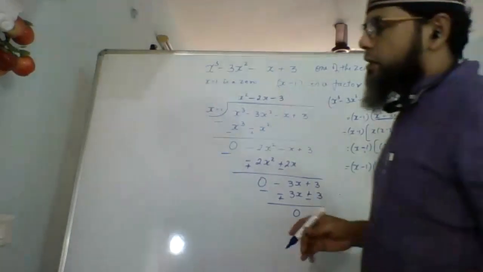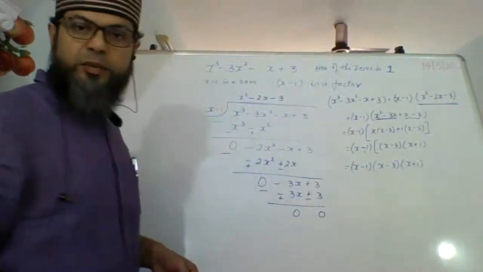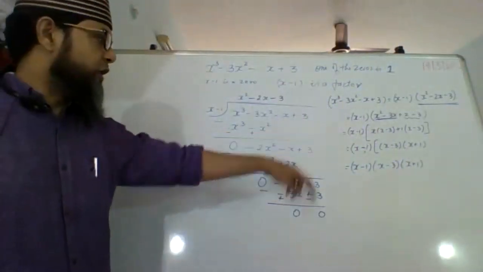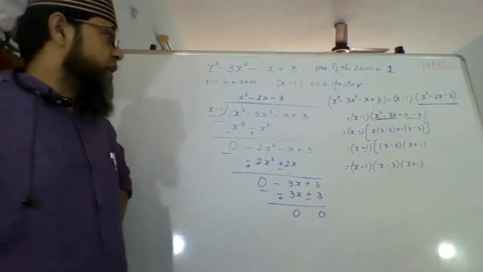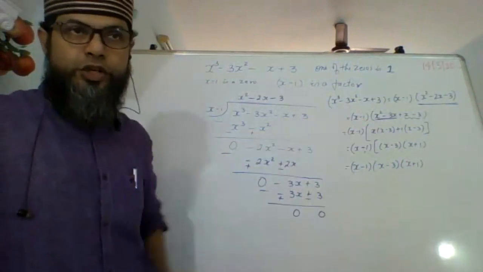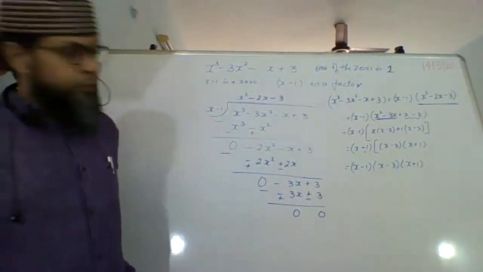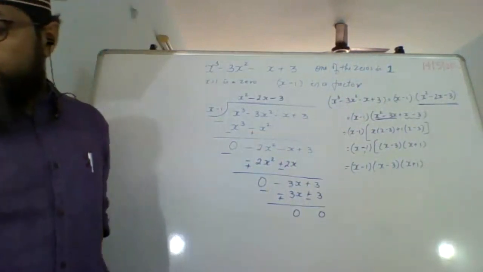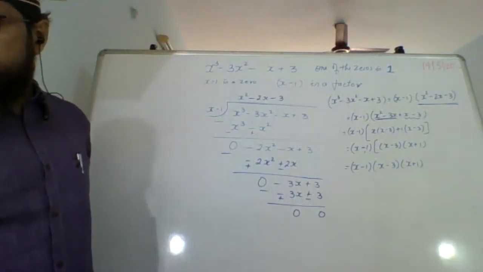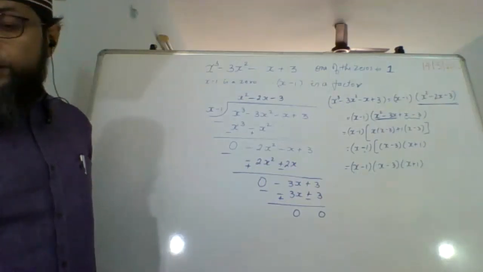You can write it, the order can change. You can write x minus 1 before x minus 3, doesn't matter. But that is how you can find out the 3 factors. So you can now find the other 3 zeros. You'll equate all of them to 0. So you'll have x minus 1 equal to 0, or x minus 3 equal to 0, or x plus 1 equal to 0.